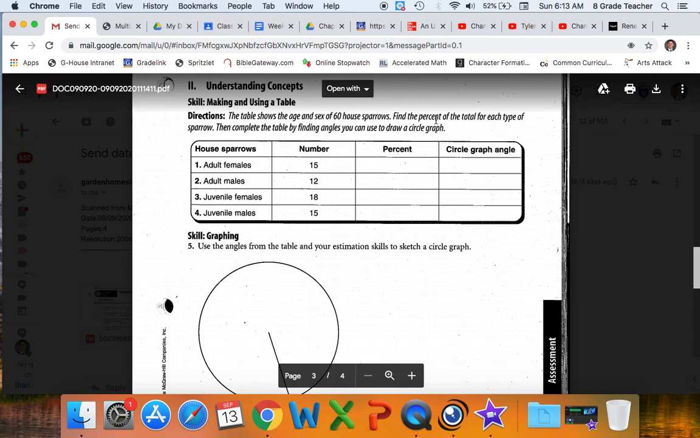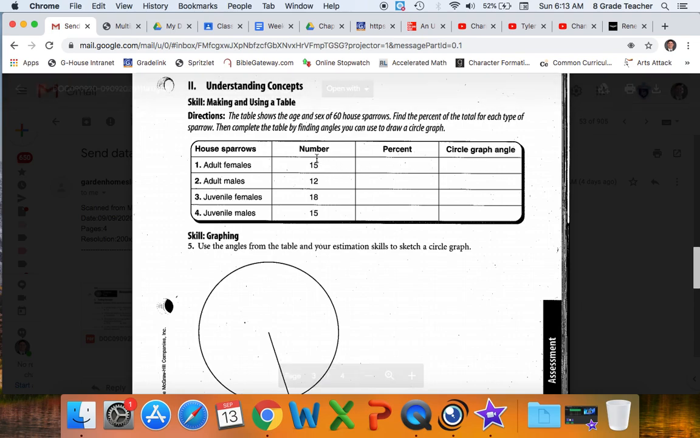So we got to find the percentage. Now to find a percentage, you have to know the total of all 4 of these items. So let's add them up. 15 and 15 is 30, 18 and 12 is 30, 30 and 30 is 60. So all of these are out of 60. What I would do with my pencil if I'm taking this test is draw a line right here and say 15 out of 60, 12 out of 60, 18 over 60, and 15 over 60. Now I have 4 fractions. To turn those into a percentage, I just simply divide.